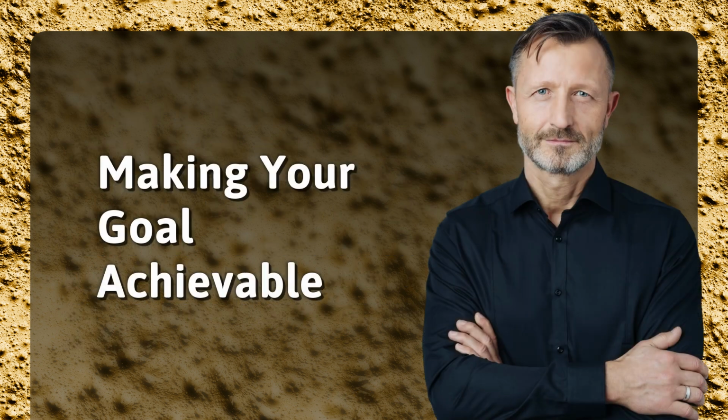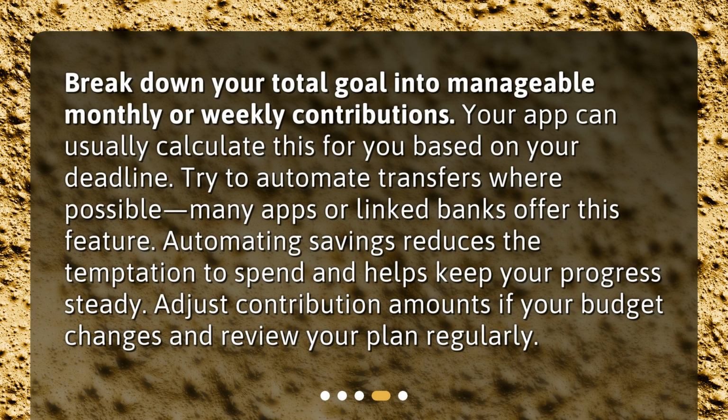Making your goal achievable. Break down your total goal into manageable monthly or weekly contributions. Your app can usually calculate this for you based on your deadline. Try to automate transfers where possible. Many apps or linked banks offer this feature. Automating savings reduces the temptation to spend and helps keep your progress steady. Adjust contribution amounts if your budget changes and review your plan regularly.